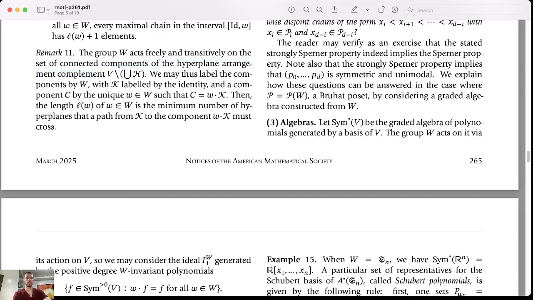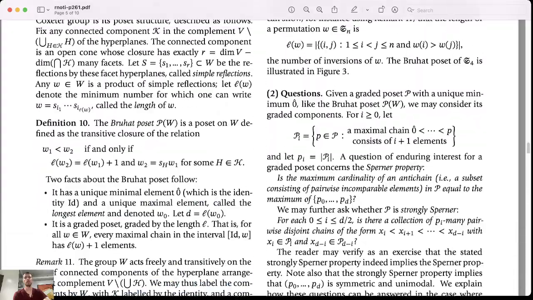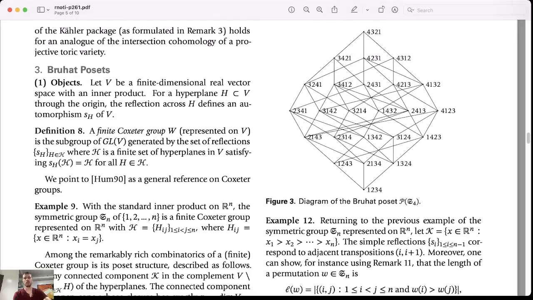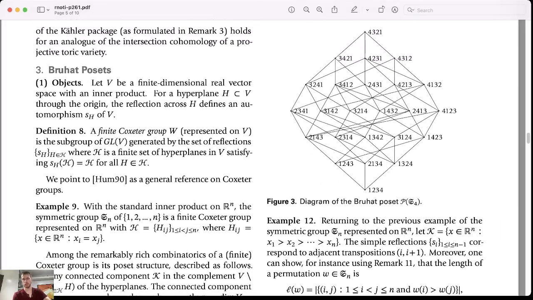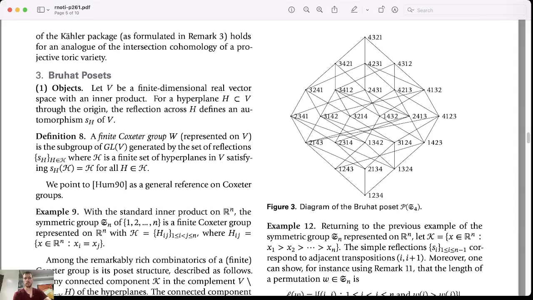We may thus label the components by W, with 𝒦 labeled by the identity and a component C by the unique w in W such that C = w·𝒦. Then the length ℓ(w) of w in W is the minimum number of hyperplanes that a path from 𝒦 to the component w·𝒦 must cross. Figure 3: diagram of the Bruhat poset of the symmetric group on 4 characters. Looks like a crystal.